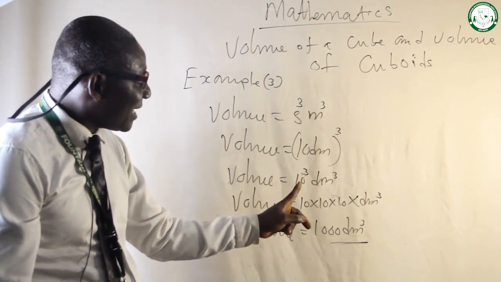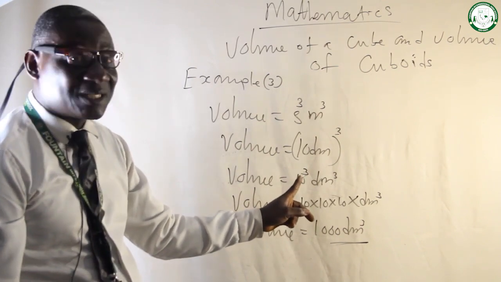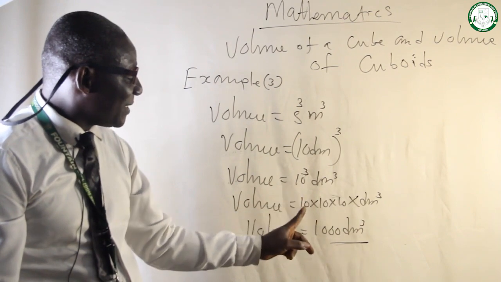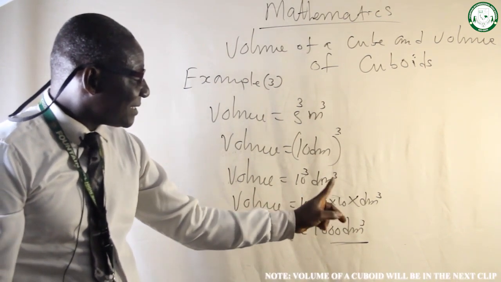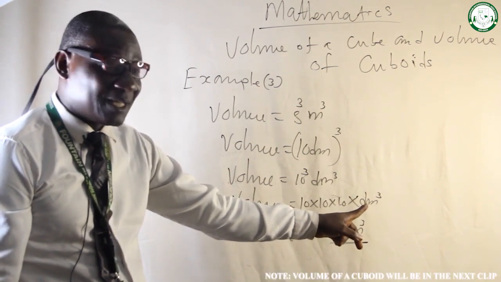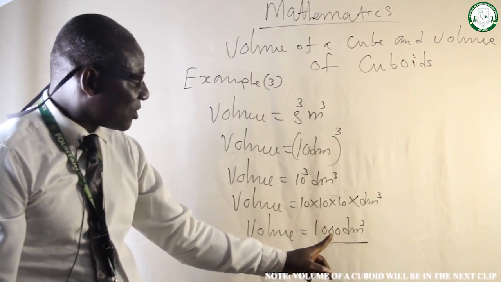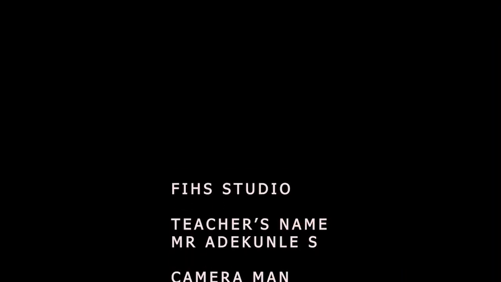Therefore, here we have 10 raised to power 3. This one is referred to as the index form. That is, we can take it to be 10 in 3 places. We have 10 multiplied by 10 multiplied by 10, and dm cube, that is the unit given there. Therefore, by the time we multiply this together, we have 1000 dm cube. That is the volume of that cube.